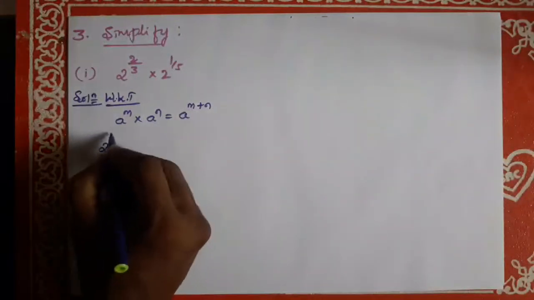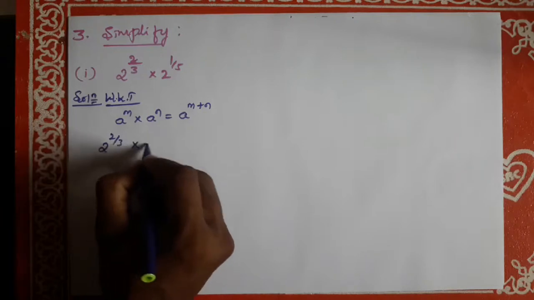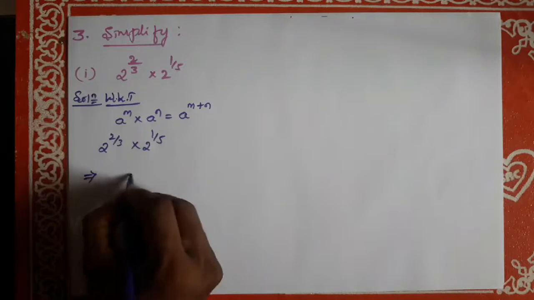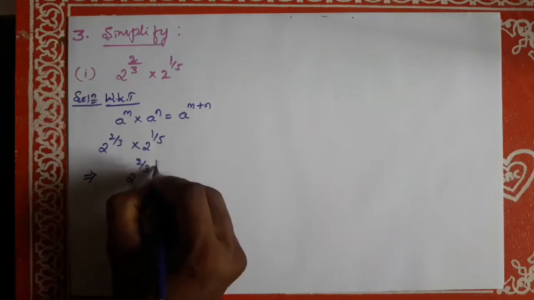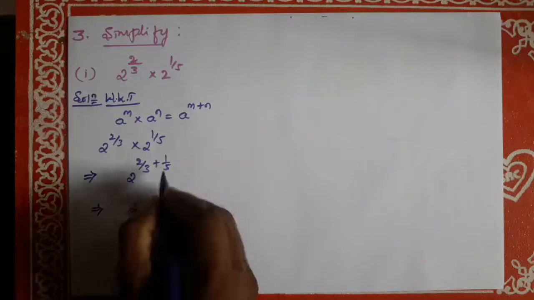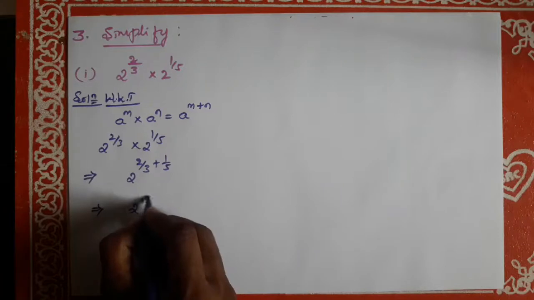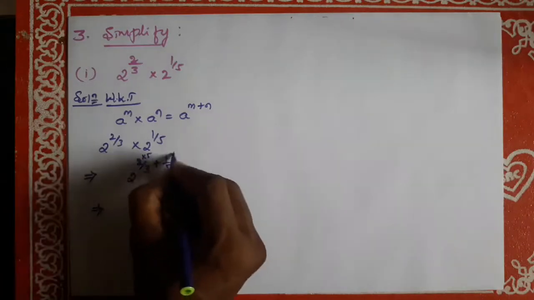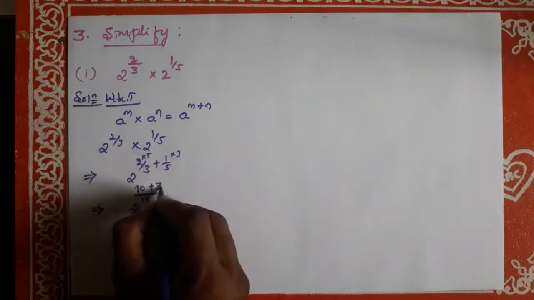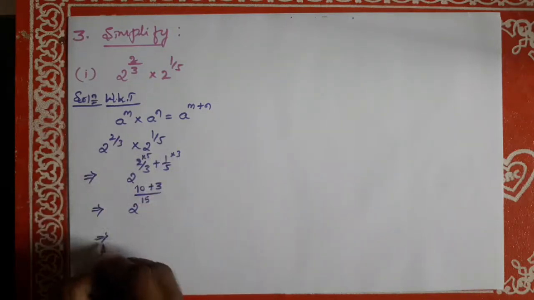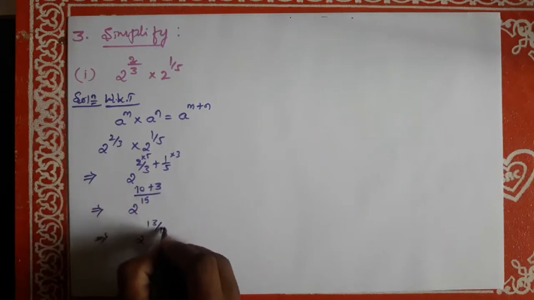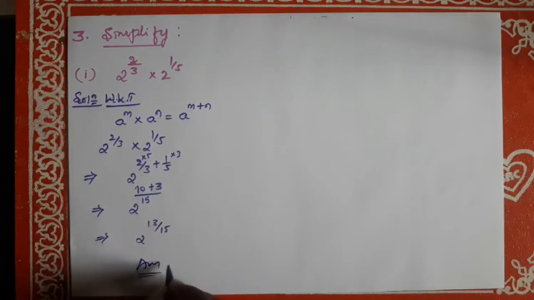So 2 to the power of 2 by 3 into 2 to the power of 1 by 5 is equal to 2 to the power of 2 by 3 plus 1 by 5, which is equal to 2 to the power of, the LCM of 3 and 5 is 15. 3 5s are 15, 5 3s are 15. 2 5s are 10 plus 1 3s are 3, is equal to 2 to the power of 10 plus 3 is 13, that is 13 by 15. This is the answer.